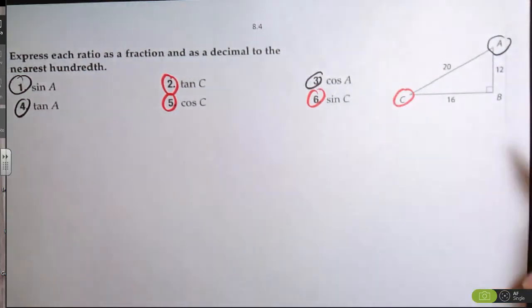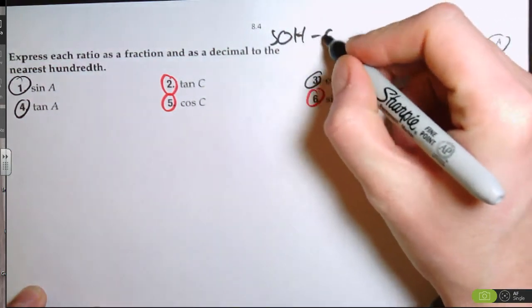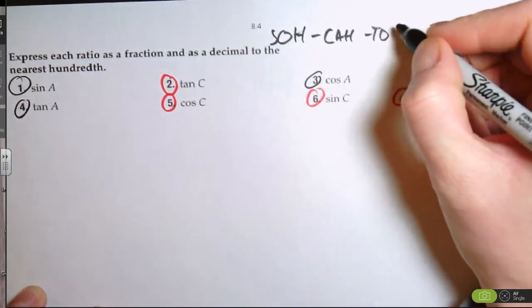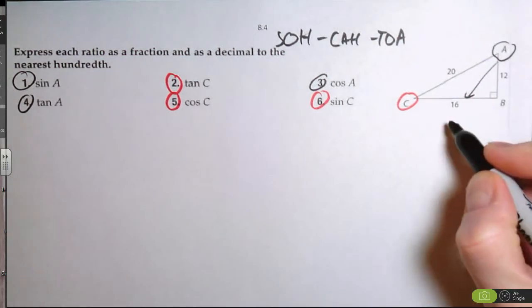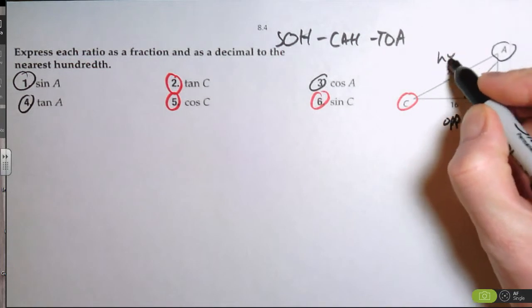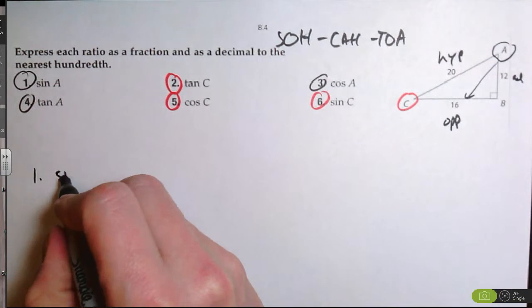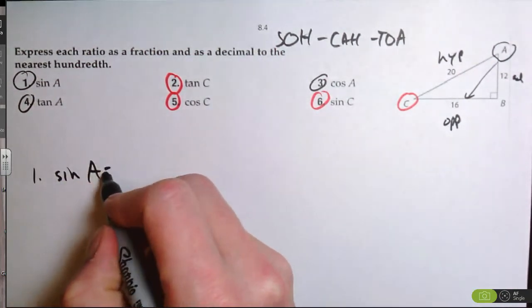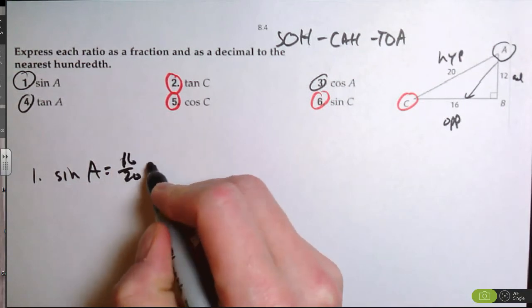We do angle C. So the first thing is sine is opposite over hypotenuse. It's a good old SOHCAHTOA. Cosine is adjacent over hypotenuse. Tangent is opposite over adjacent. So sine, cosine, tangent, SOHCAHTOA. So for angle A, 16 is the opposite, 12 is the adjacent, and for both of them, 20 is always the hypotenuse.